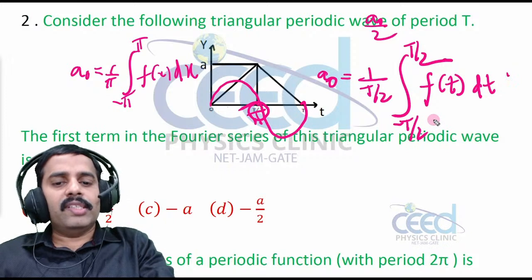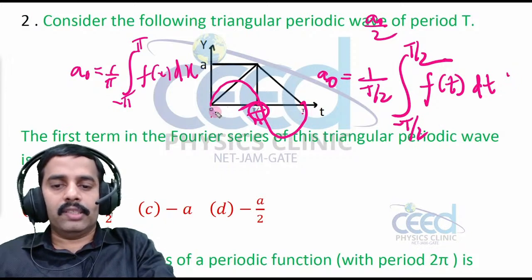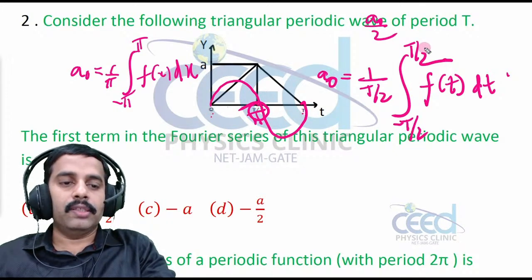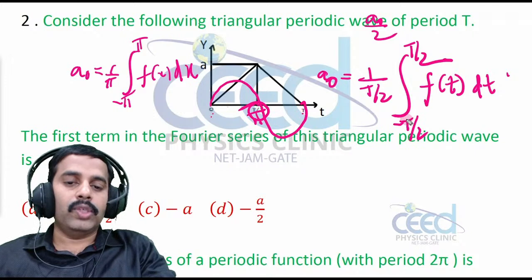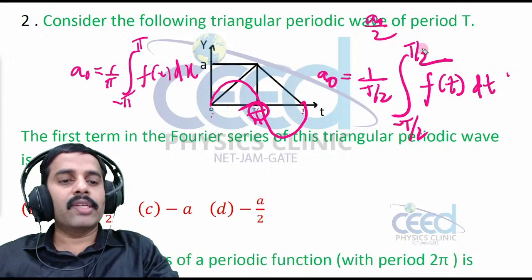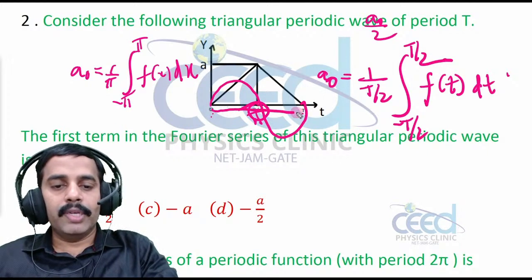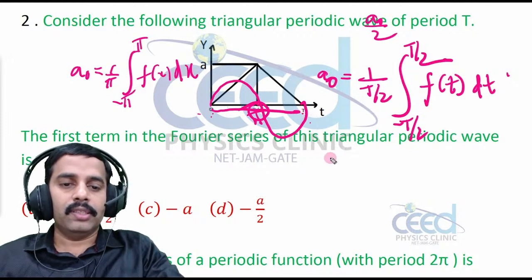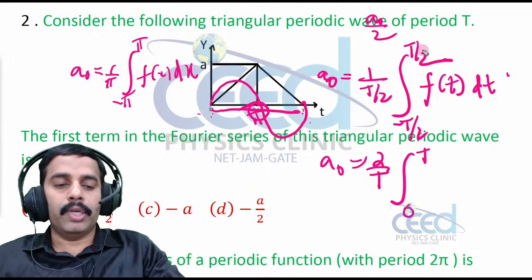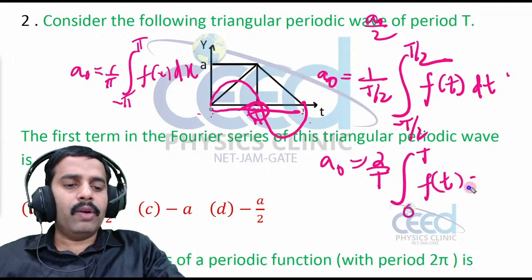Now the function is defined in the interval 0 to T. One triangular wave is defined from 0 to T, and this width, minus T by 2 to T by 2, is equivalent to this. So it has only positive values, and we can simply write this as an integral from 0 to T. We can replace this with a0, which I can write as 2 by T, with the limit changed to 0 to T instead of minus T by 2 to T by 2, f of t dt. Now what is f of t?